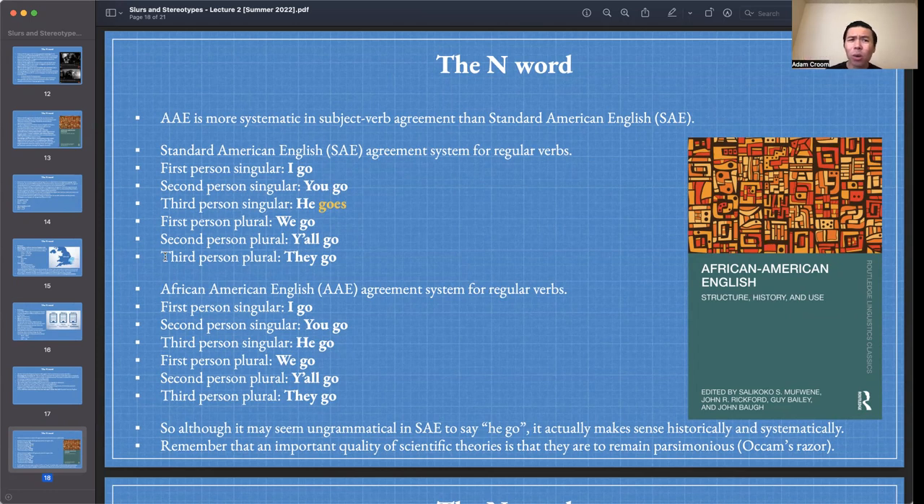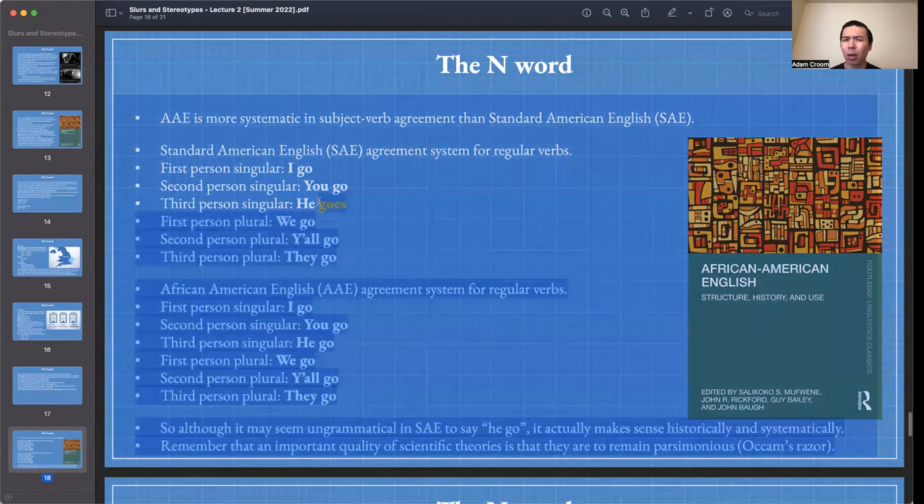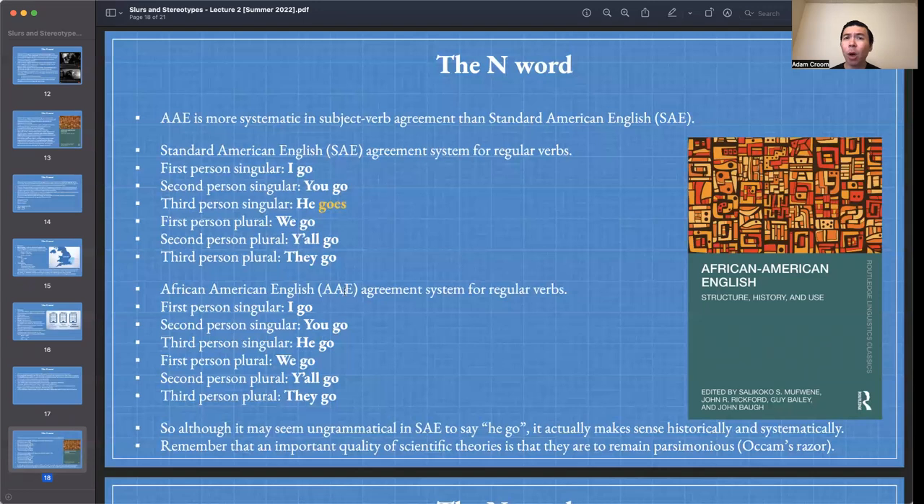Okay, so there's nice consistency across all six of these, except for here, right? I go, you go, we go, y'all go, they go, he goes. So this is a little idiosyncratic, okay? But notice that in AAE, African American English, we have a nicer agreement system for regular verbs, right? Here we have I go, you go, he go, we go, y'all go, they go.